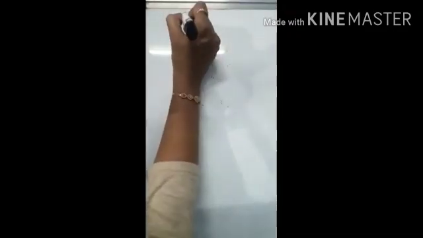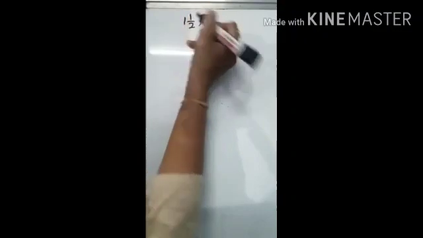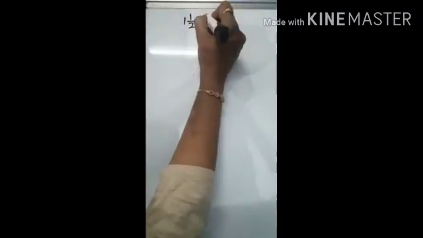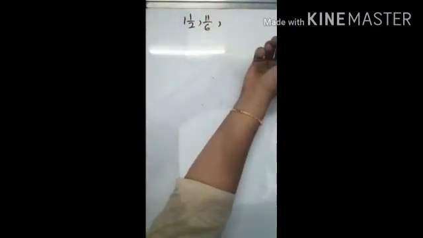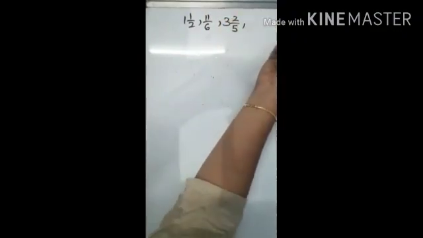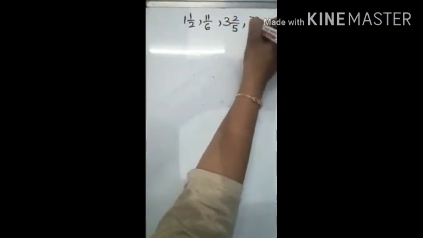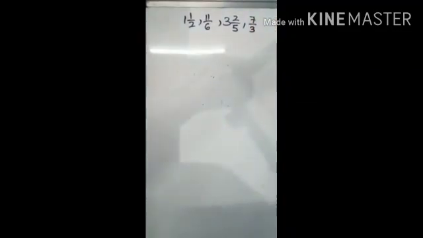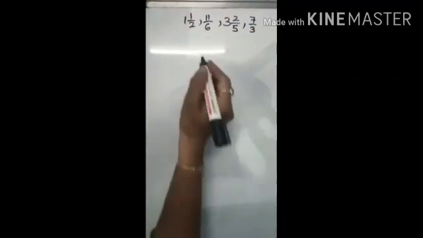Now the given set of unlike fractions are 1 1 by 2, 11 by 6, 3 2 by 5 and 7 by 3. Now we have two mixed numbers and two unlike fractions in this. First, let us convert all of them into improper fractions.